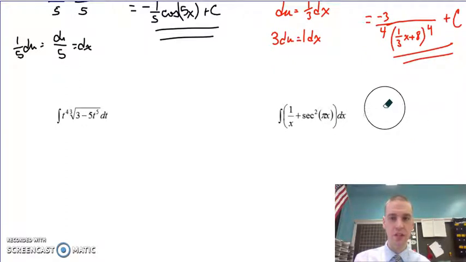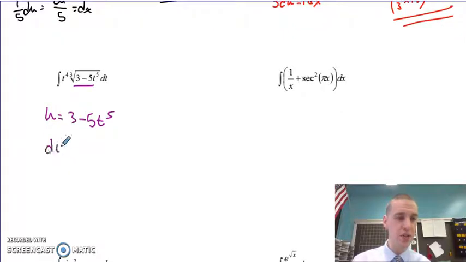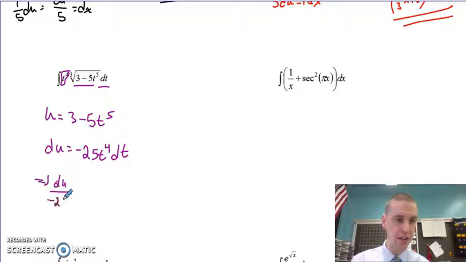This next one, you should be able to clearly see what u is. u's the inside. So we're going to say u equals 3 minus 5t to the 5th. And then du equals negative 25t to the 4th dt. But notice here, the only thing that we need to get rid of is this t to the 4th dt, not the negative 25. So we can also say that du over negative 25 equals t to the 4th dt. Now I have exactly what t to the 4th dt is, and we can go to work.